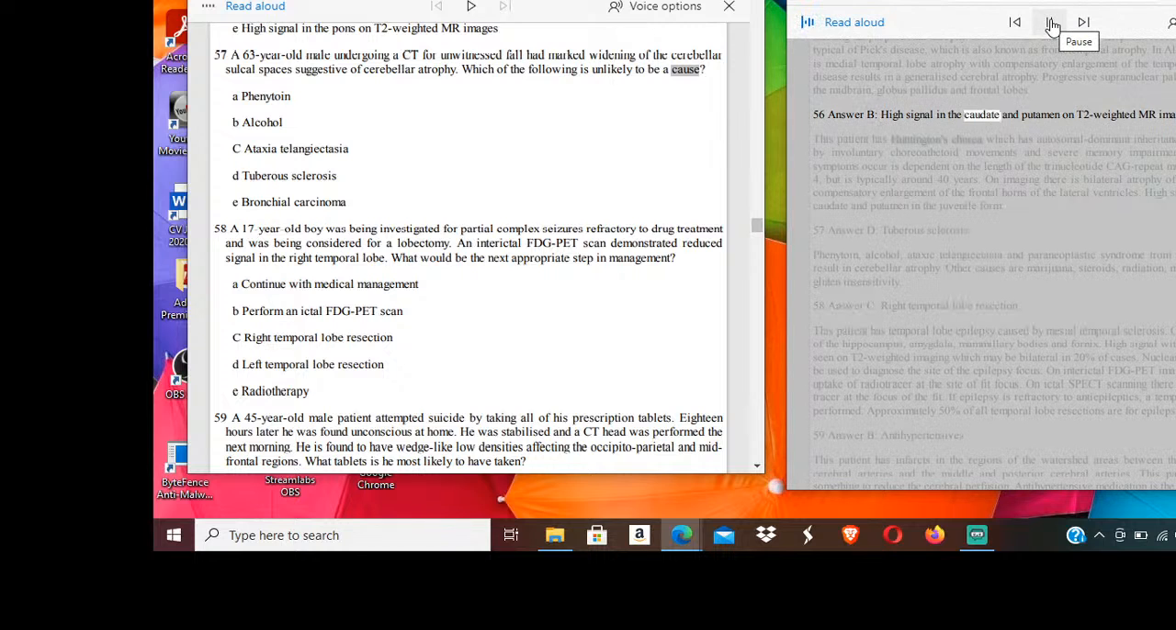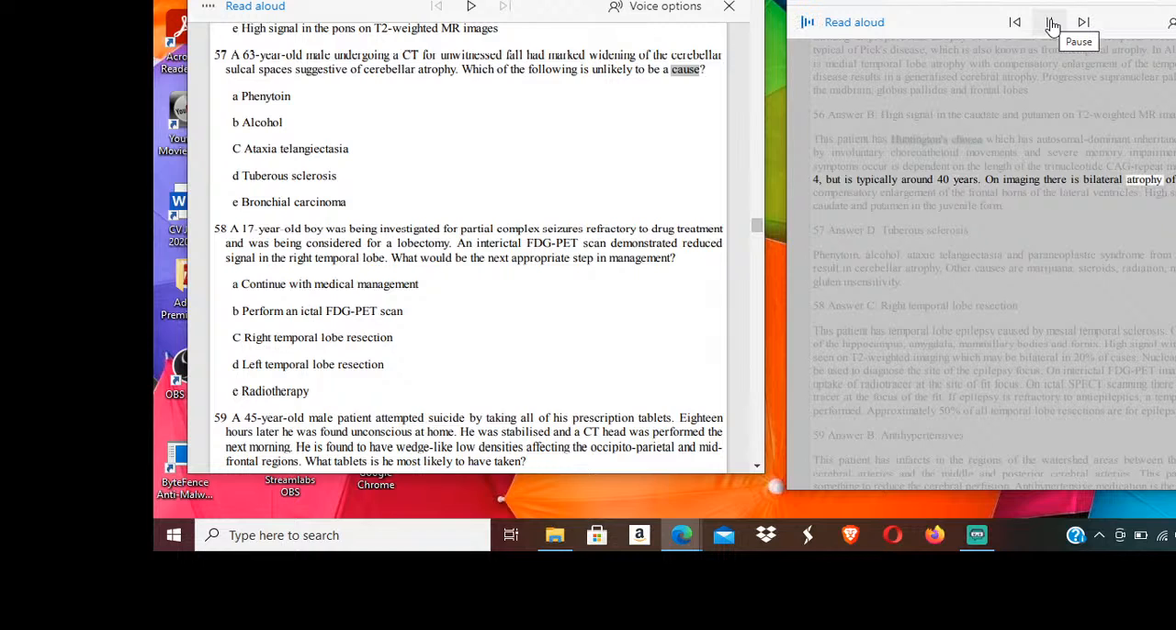Answer B, high signal in the caudate and putamen on T2-weighted MR images. This patient has Huntington's chorea, which has autosomal dominant inheritance and is characterized by involuntary choreoathetoid movements and severe memory impairment. The age at which symptoms occur is dependent on the length of the trinucleotide CAG repeat mutation on chromosome 4, but is typically around 40 years.